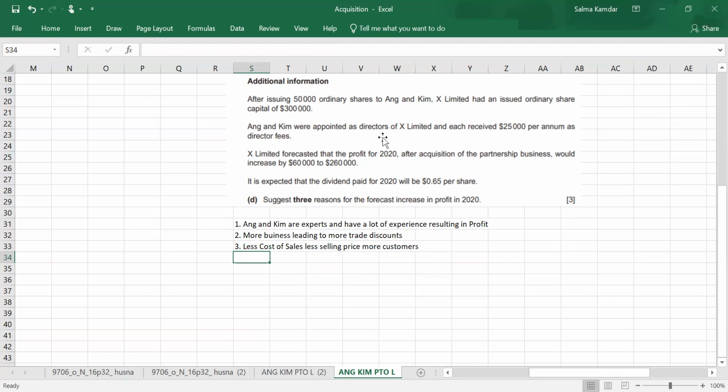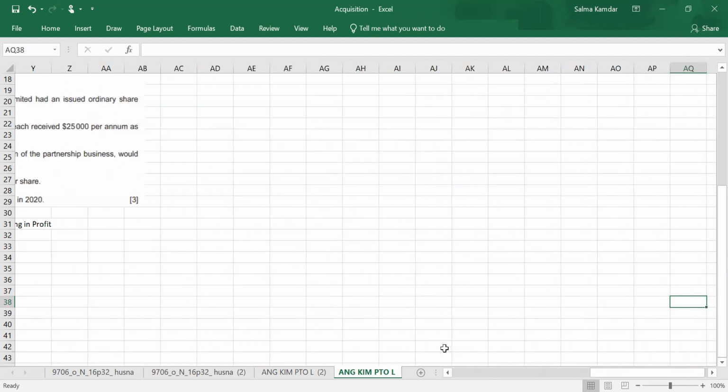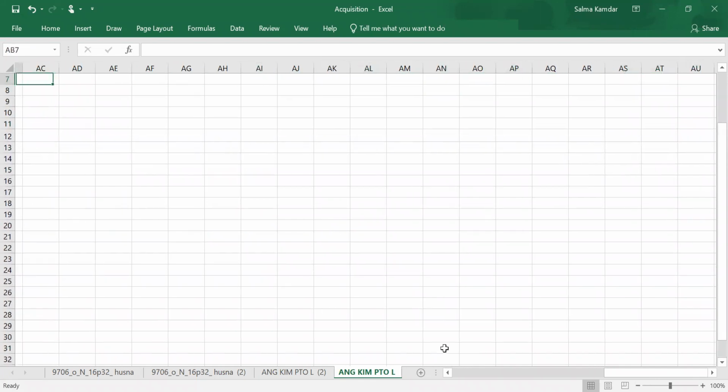What other reason could be? The other reason why X Limited is expecting higher sales is that now they will not receive competition from Ang and Kim, because Ang and Kim have now dissolved and become a part of X Limited. So these could be the reasons why X Limited is expecting more profits to happen in 2020. Let's go ahead and see what the next part of the question is.